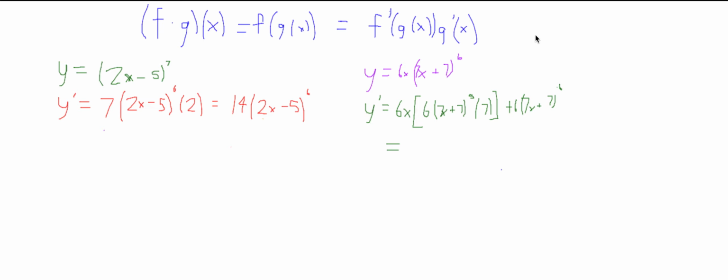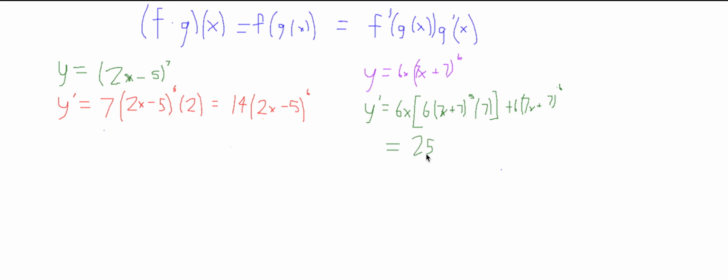Since I don't have a calculator, I can just go ahead and ask my Alexa, what is 36? Alexa, what is 36 times 7? 36 times 7 is 252.